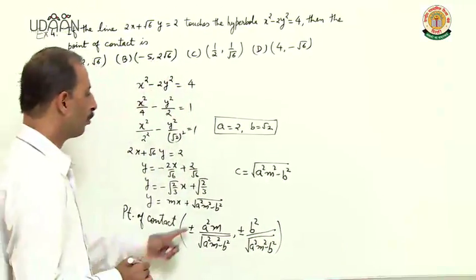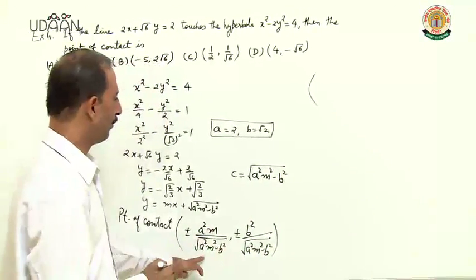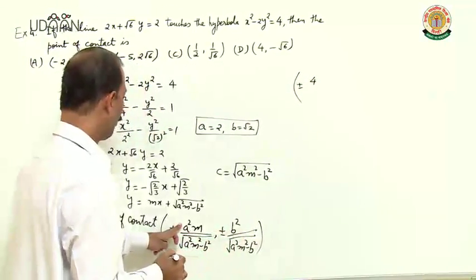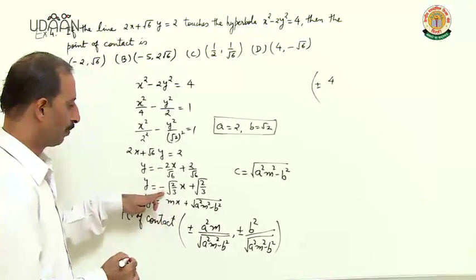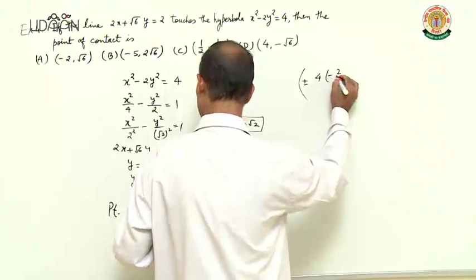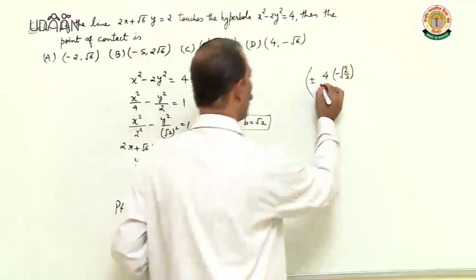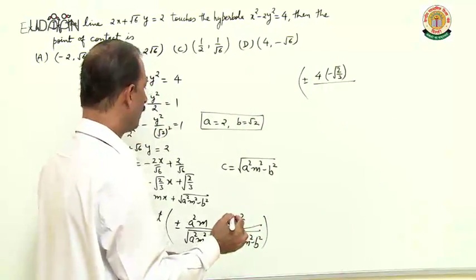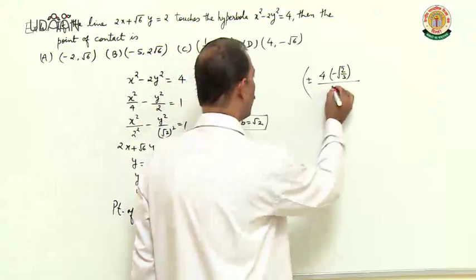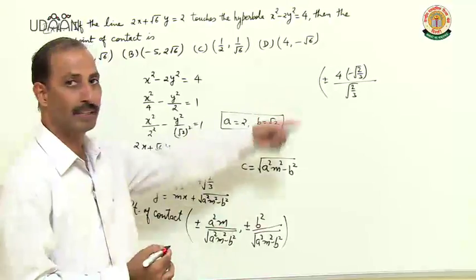Now children, put the values here. So the values of a, m and b. A you know is 2, a square is 4. The value of m you can compare with this. So the value of m is minus root 2 by 3. This is the value of m upon root of a square m square minus b square. Its value we can directly use as root 2 by 3. The c value I have written directly.